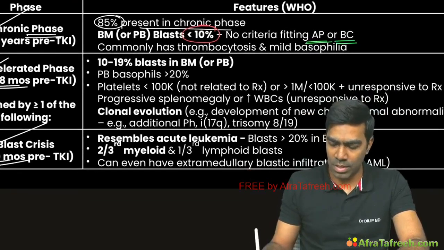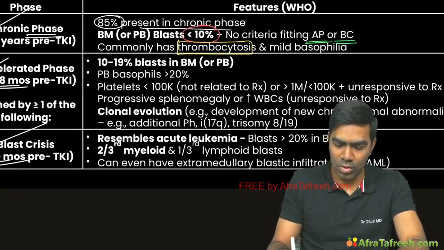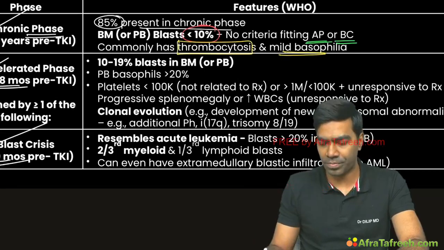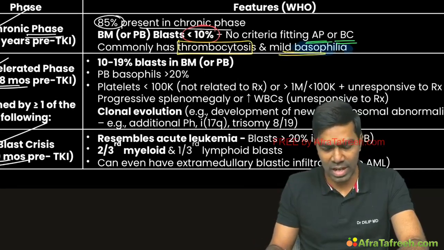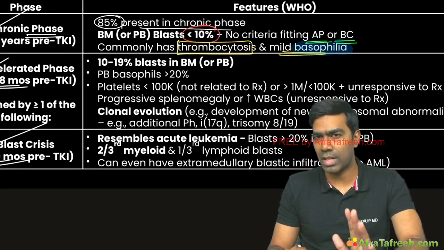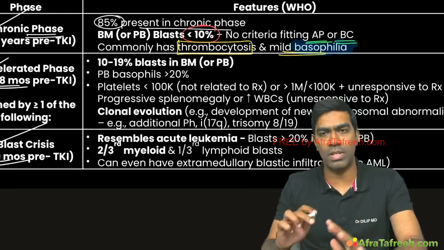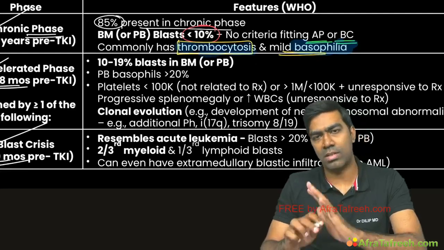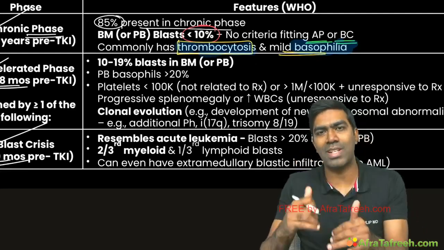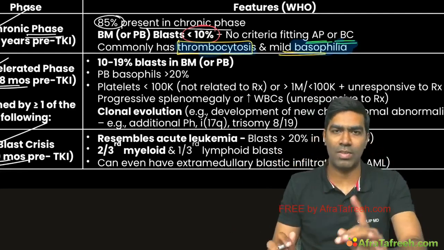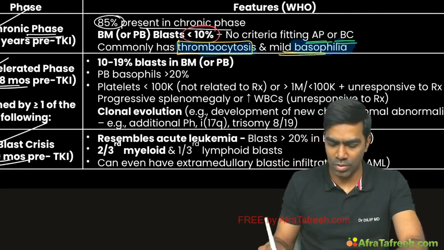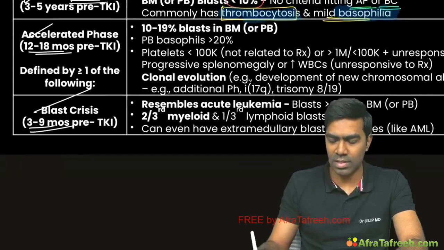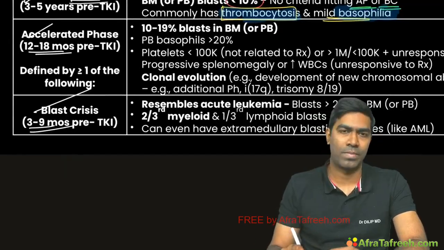Most of these patients are going to commonly have thrombocytosis and a mild degree of basophilia. The basophilia is very characteristic of CML. Should never forget that. One of the important causes of basophilia in the world right now is CML. And most of the patients in chronic phase are going to have thrombocytosis rather than thrombocytopenia. That is a very important point, because once you enter accelerated phase, patients can encounter thrombocytopenia.